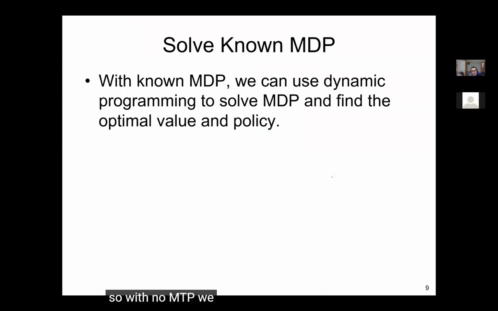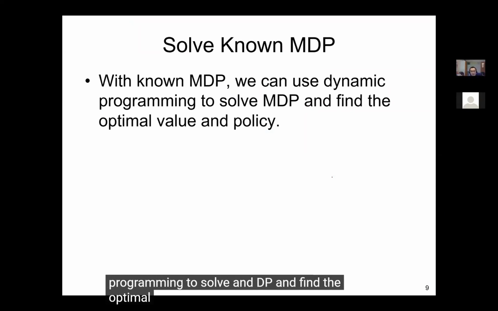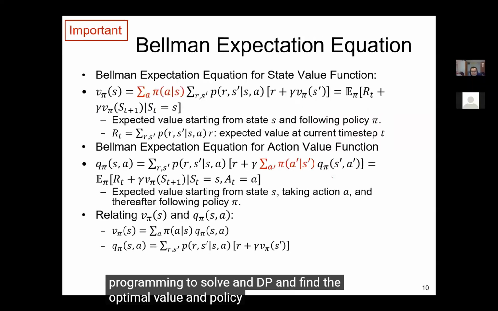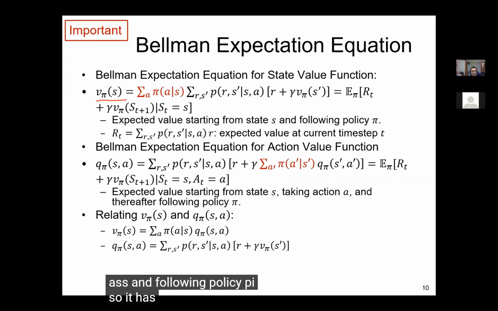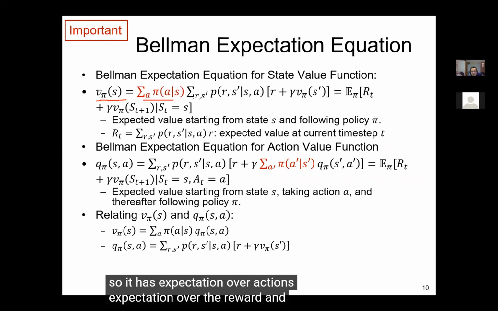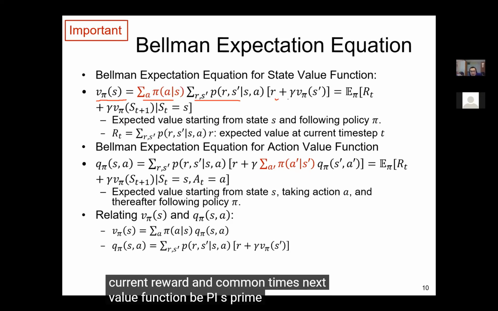So with a known MDP, we can use dynamic programming to solve the MDP and find the optimal value and policy. Here's the Bellman expectation equation for the state value function and for the action value function. The state value function is the expected value starting from state S and following policy pi. So it has an expectation over actions, an expectation over the reward and next state, the current reward, and gamma times the next value function v pi s prime.